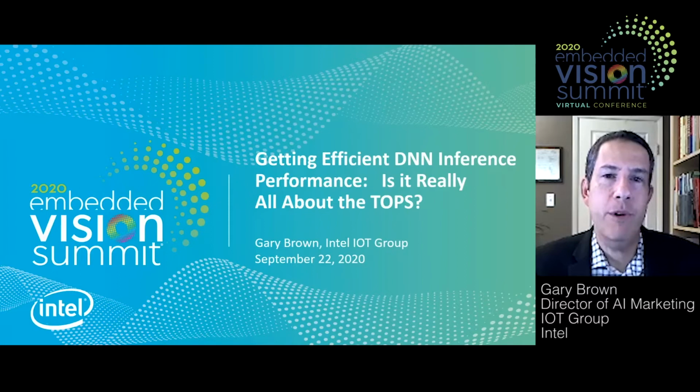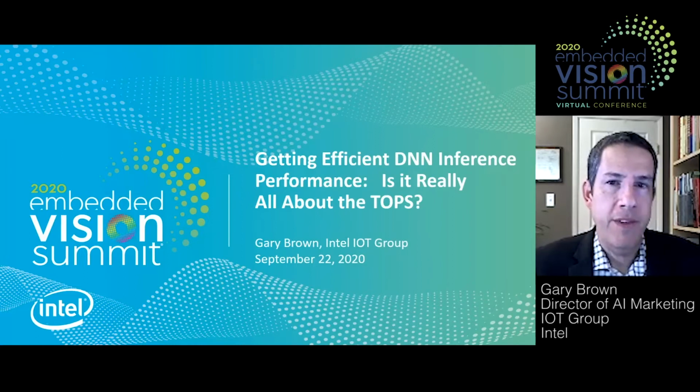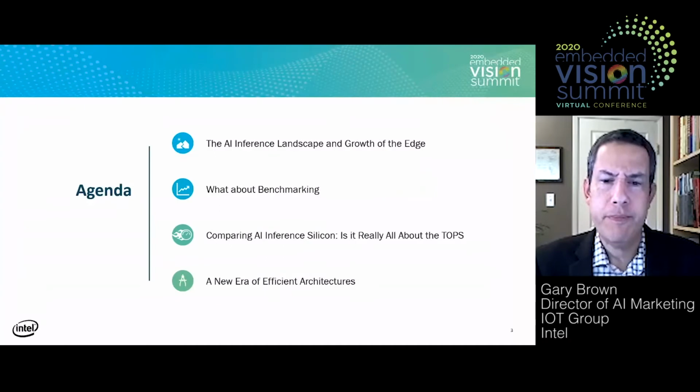So when you want to get the most efficient deep neural network inference performance, is it really all about the TOPS? Does TOPS really give you the whole story? So today I'm going to talk about a few things. First, the AI inference landscape and the growth of the edge.